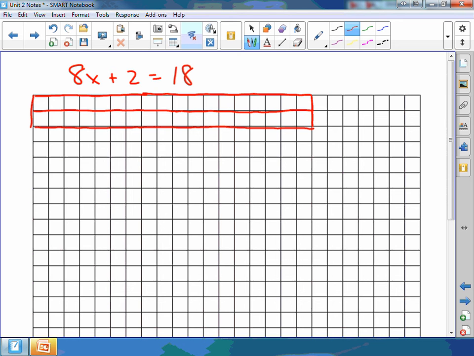So the bottom, like before, is equivalent to 18. The top will be equivalent to 8x plus 2. So on top, we have 2 singles because it's 8x plus this 2 single. That means the rest of this top row here, from here to here, is equal to 8x.